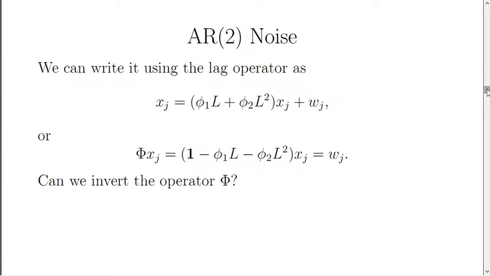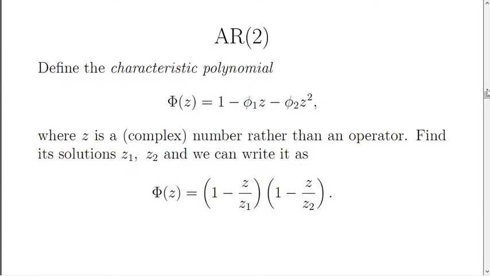Well, previously, we benefited from being able to invert the AR1 operator. Can we invert the AR2 operator? Well, to investigate that, let's define something called the characteristic polynomial. We'll just take the operator, only instead of applying it as coefficients times powers of the lag operator, let's make it coefficients times powers of some number. I'll allow it to be a complex number. We'll call it z. Well, we can find the roots of this polynomial. Call them z1 and z2, and we can write the characteristic polynomial in this form.